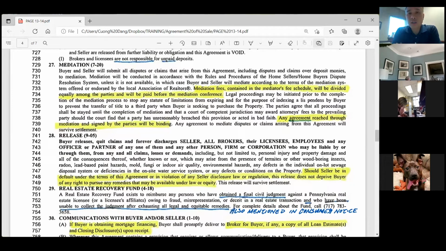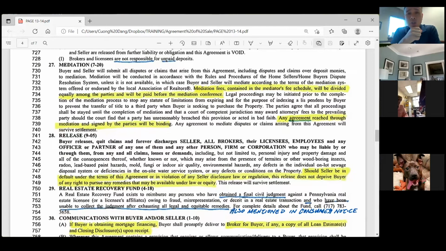Mediation fees contained in the mediator's fee schedule will be divided equally among the parties and will be paid before the mediation conference. Okay, right there it states, split. Legal proceedings may be initiated prior to the completion of the mediation process to stop any statute of limitations from expiring and for the purpose of indexing a lis pendens by buyer to prevent the transfer of title to a third party when buyer is seeking to purchase the property. The parties agree that all proceedings shall be stayed until the completion of mediation, that a court of competent jurisdiction may award attorney's fees to the prevailing party should the court find that a party has unreasonably breached this provision or acted in bad faith.